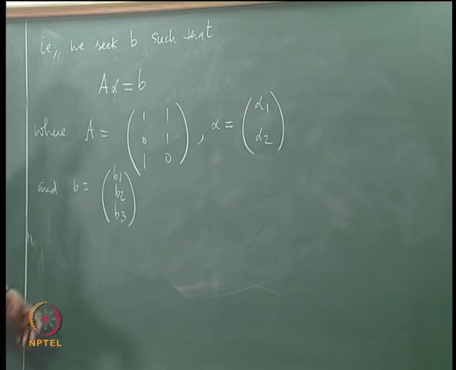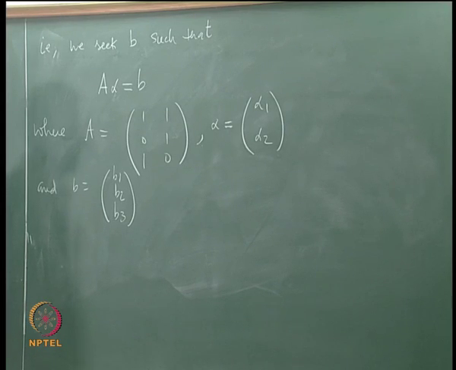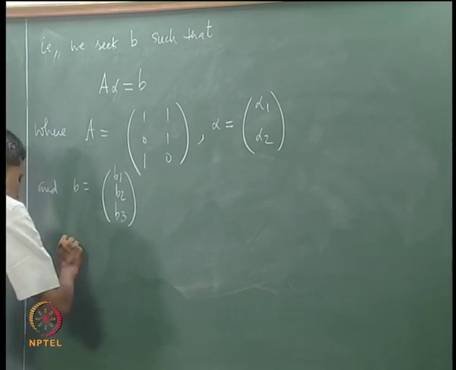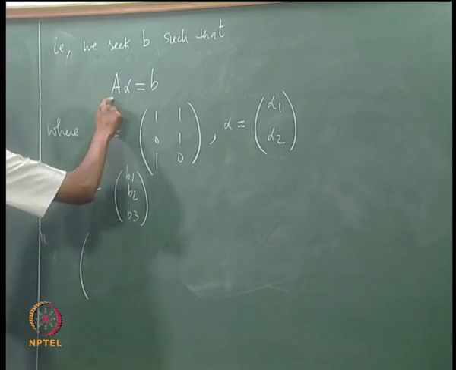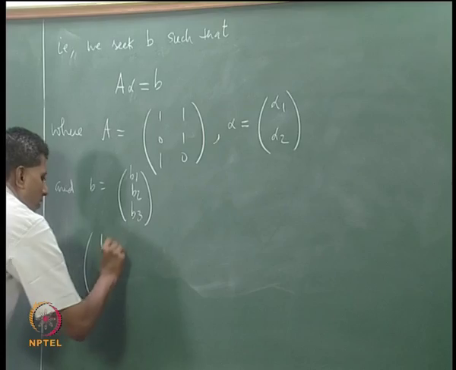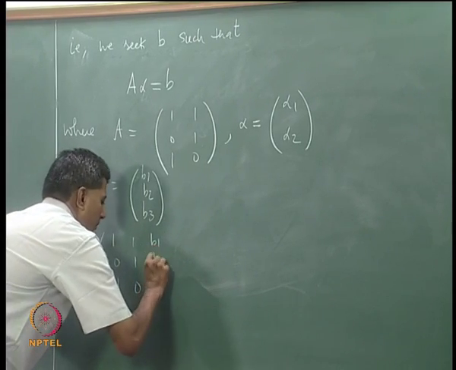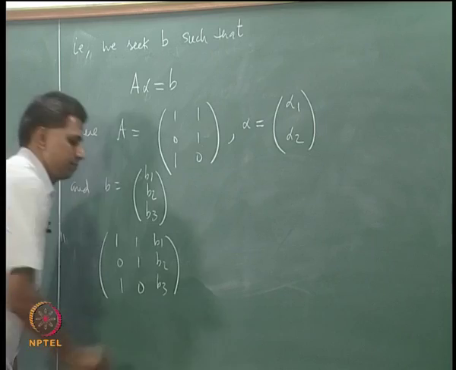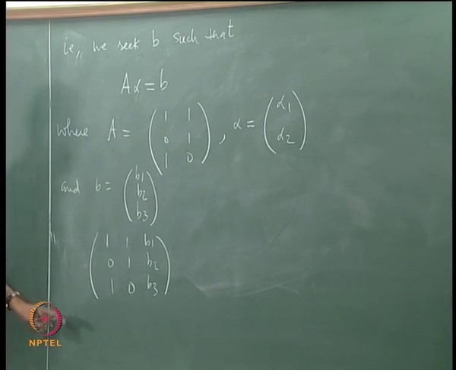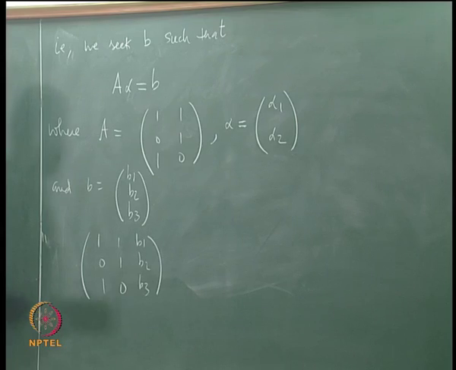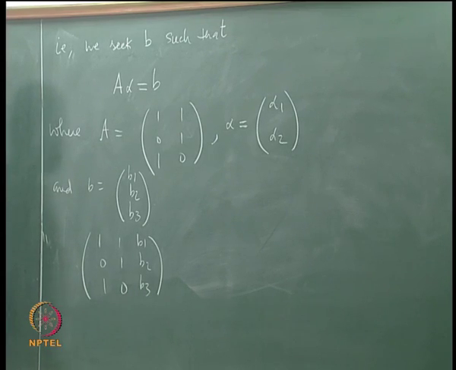Okay. Then let's do elementary row operations. That is, I want to now determine all B for which this system has a solution. I know how to do it by using elementary row operations. So I need to look at A appended with B: 1, 0, 1, 1, 1, 0, B1, B2, B3. I do the elementary row operations and reduce this to the row reduced echelon form. The final step tells me what must be B.